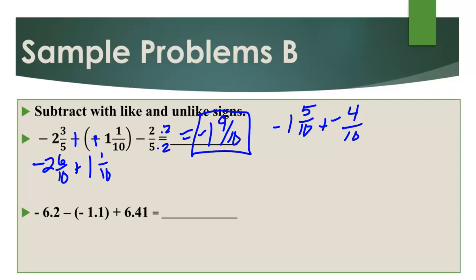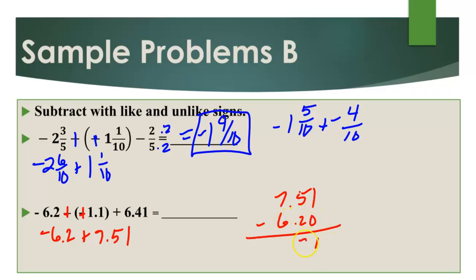Next is all with decimals. So if I add the opposites here, I would have a positive 1.1 and a positive 6.41. So I have negative 6.2 plus 7.51. Signs are different, so I subtract. So 7.51 minus 6.20. I'm left with 1.31. 7 is bigger than 6. 7 is positive, so our answer is positive. So that's our lesson on adding and subtracting real numbers.